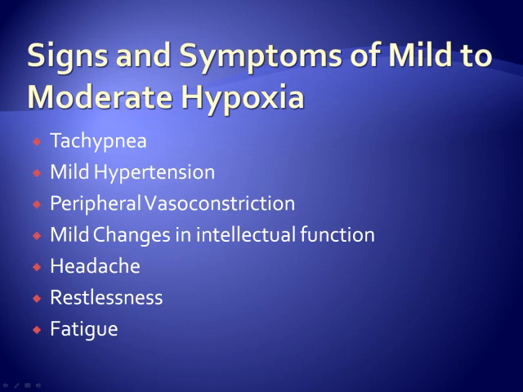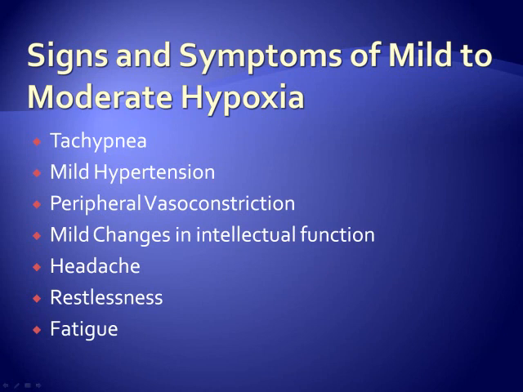So again, if you're working on the floor and your patient is starting to develop a respiratory problem, anticipate that first of all, the respiratory rate is going to go up. The patient's going to have tachypnea. And that's the body's mechanism to try to compensate here and to try to get more oxygen into the blood. We're going to get some mild hypertension and peripheral vasoconstriction.